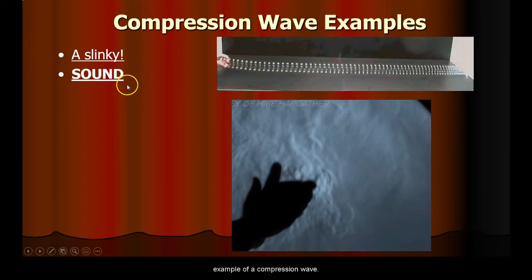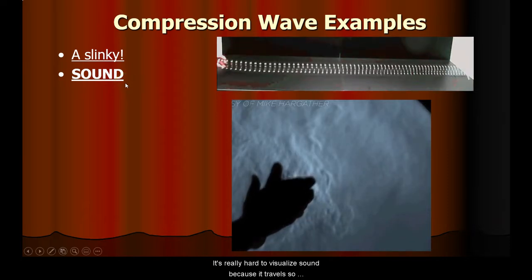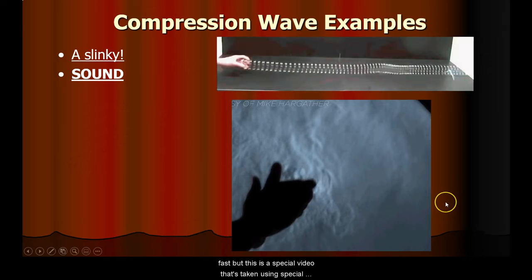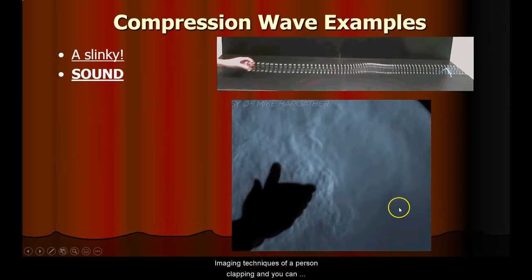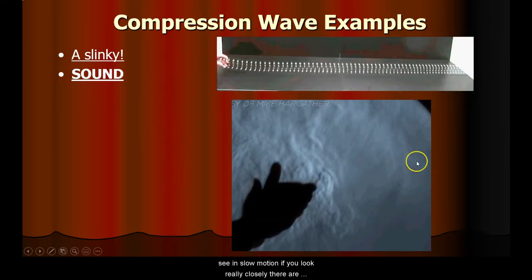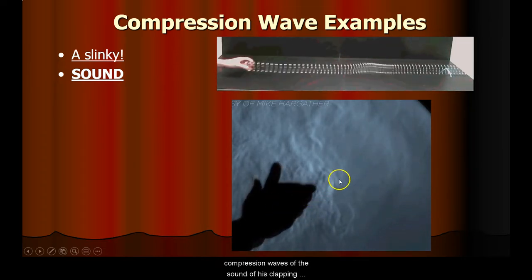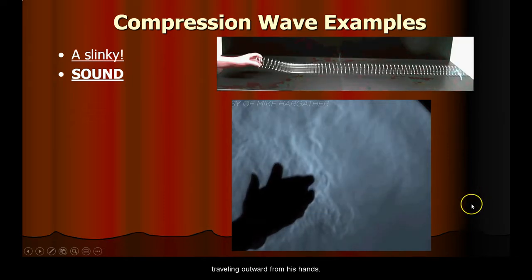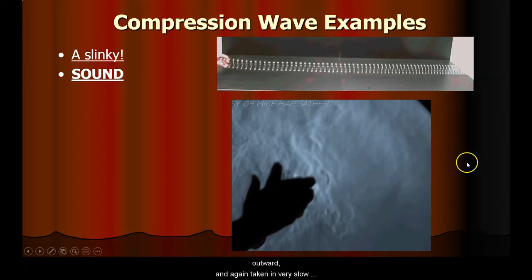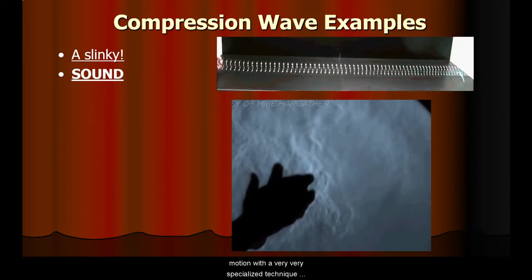The best example of a compression wave you need to know is sound. Sound is our most common example of a compression wave. It's really hard to visualize sound because it travels so fast, but this is a special video taken using special imaging techniques of a person clapping. And you can see in slow motion, if you look really closely, there are compression waves of the sound of his clapping traveling outward from his hands. So you can see those waves traveling from his hands outward. And again, taken in very slow motion with a very, very specialized technique.